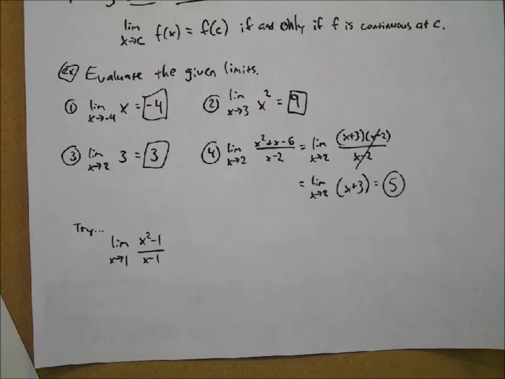If you do a table, remember, to show a full analysis, you need to approach 1 from both the left and the right. Make sure you're approaching from both sides. We'll talk about what happens if your left and right hand sides disagree later.